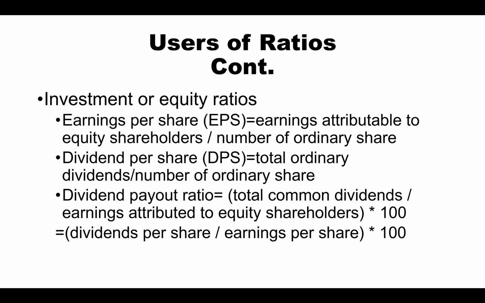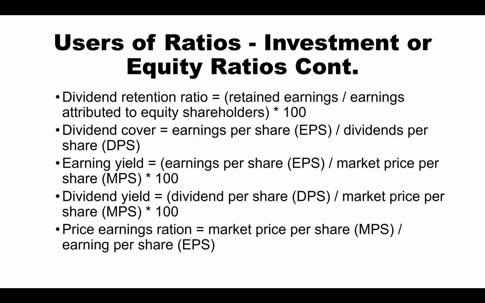And for the dividend per share, you can also use this formula: dividends per share, divided by the earnings per share, then the result you multiply by 100. So hope we are on the same track as we continue. Let's look at the dividend retention ratio. Here, the retained earnings, you have to divide by the earnings attributable to equity shareholders. The result you multiply by 100.